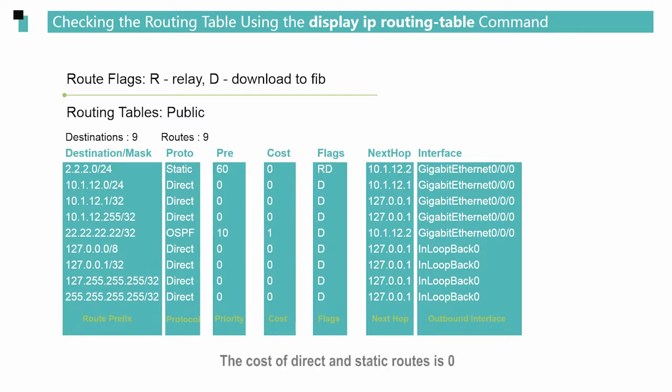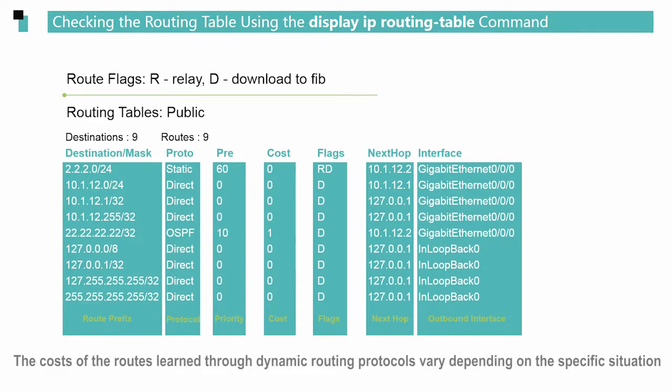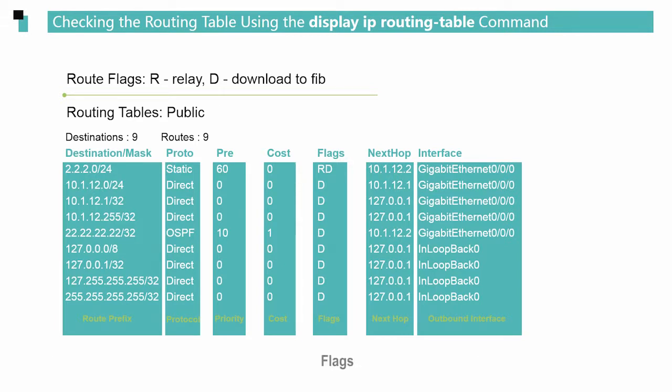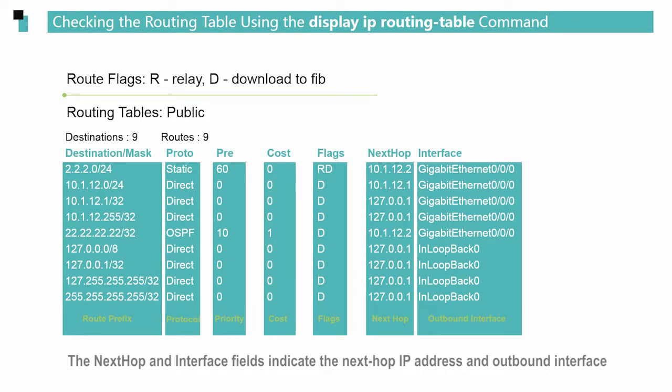Cost. The cost of direct and static routes is 0. The costs of the routes learned through dynamic routing protocols vary depending on the specific situation. Flags. If D is displayed in the flags field, the route has been delivered to the underlying FIB. The next hop and interface fields indicate the next hop IP address and outbound interface, respectively, and are used to forward packets that match the route prefix of the route.